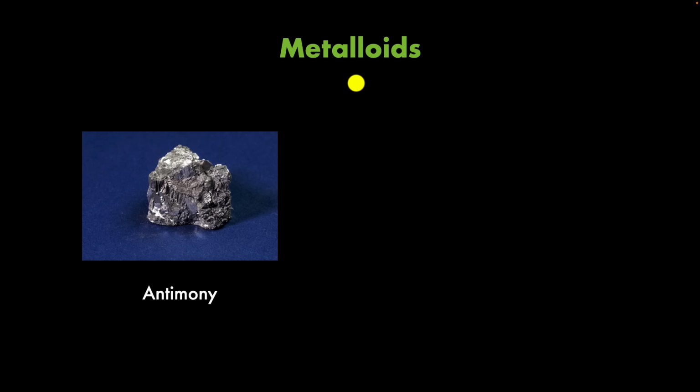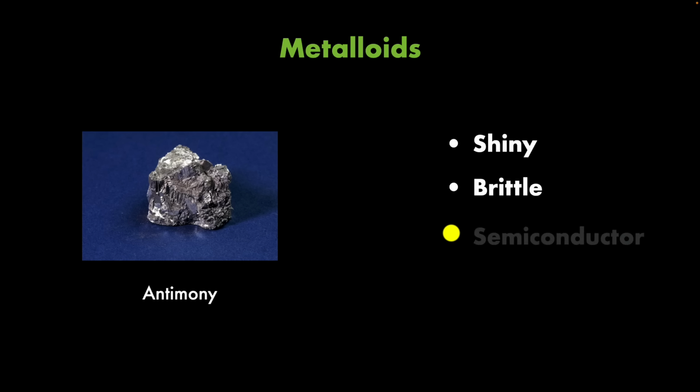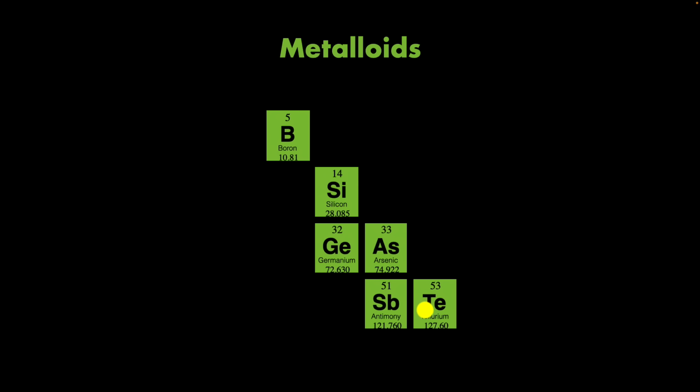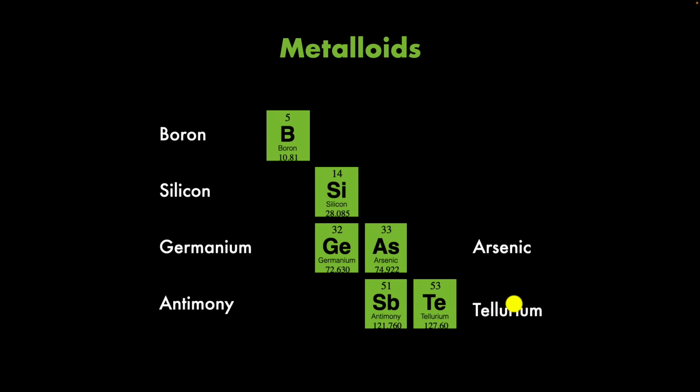Okay, that brings us to metalloids. They fall somewhere in between. So they look somewhat shiny. They are usually somewhat brittle, and they act as semiconductors, meaning they conduct electricity better than nonmetals, but not as well as metals. And these are some of the commonly accepted metalloids. So we have boron, silicon, germanium, arsenic, antimony, and tellurium. Okay, now let's dig a little deeper.